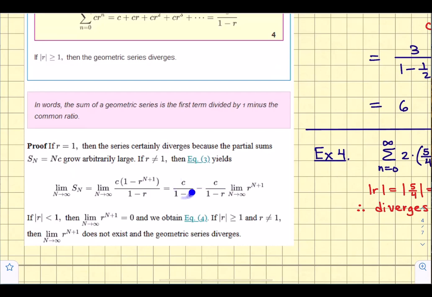Now, if you notice, this is just a constant. This is something that's independent of capital N, so the limit has no bearing on it. So we really just need to calculate the limit of this piece right here.